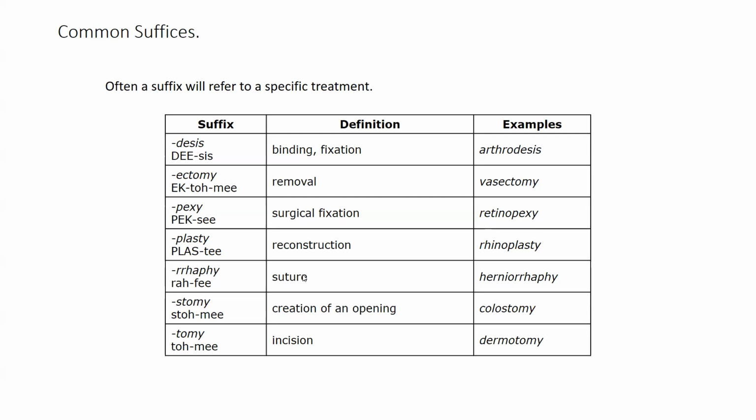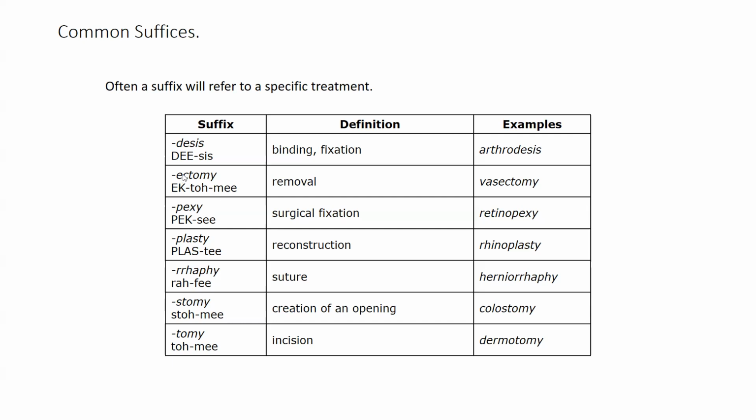Raphy means to suture. So a herniorrhaphy means that you're suturing up a hernia. Basically, you've pushed the bulging tissue back to where it belongs, and then you're sewing up the hole so it can't bulge back through. A stomy, okay, this looks like it involves tomy, but it does not.